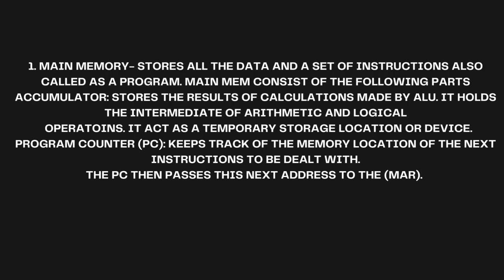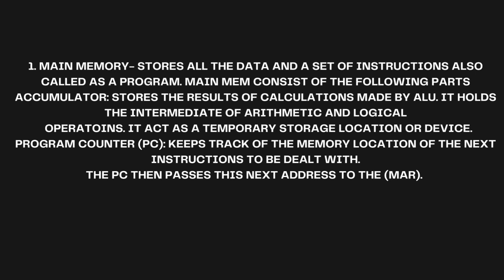Von Neumann architecture, also known as the stored program model, is the basic model used for designing and building computers, consisting of four main subsystems, namely the main memory, the ALU, control unit, registers, and the input-output systems. Now let's see what operations these subsystems perform. First, main memory. Main memory stores all the data and a set of instructions, also called a program.